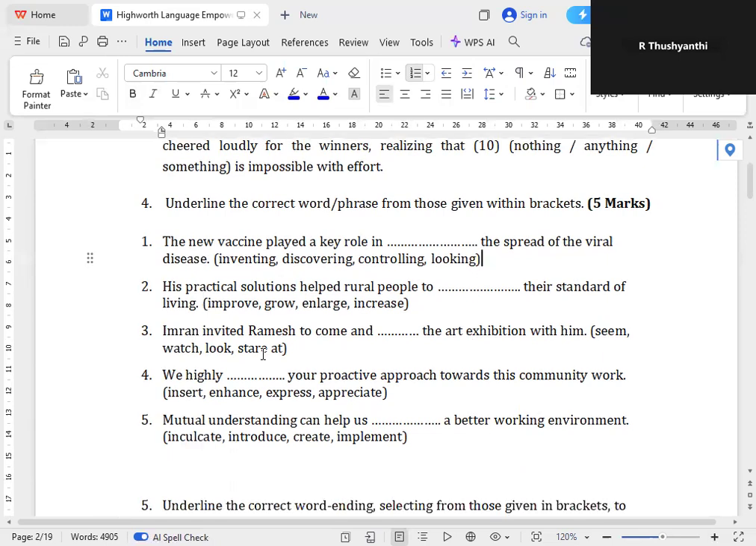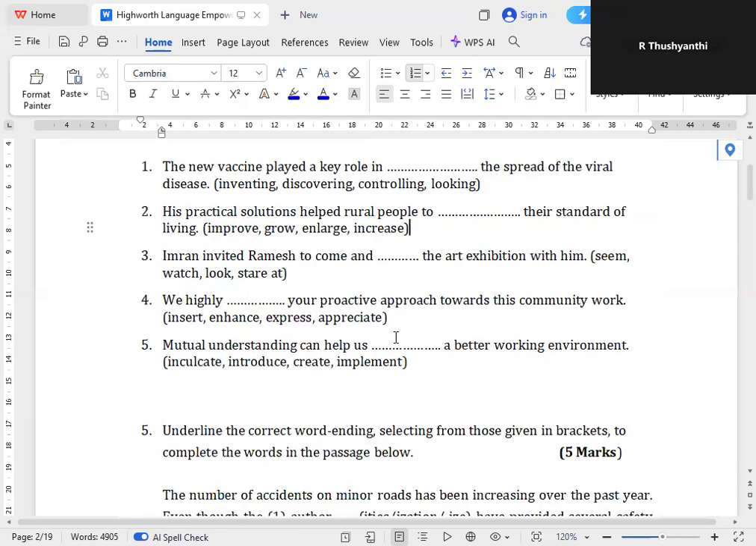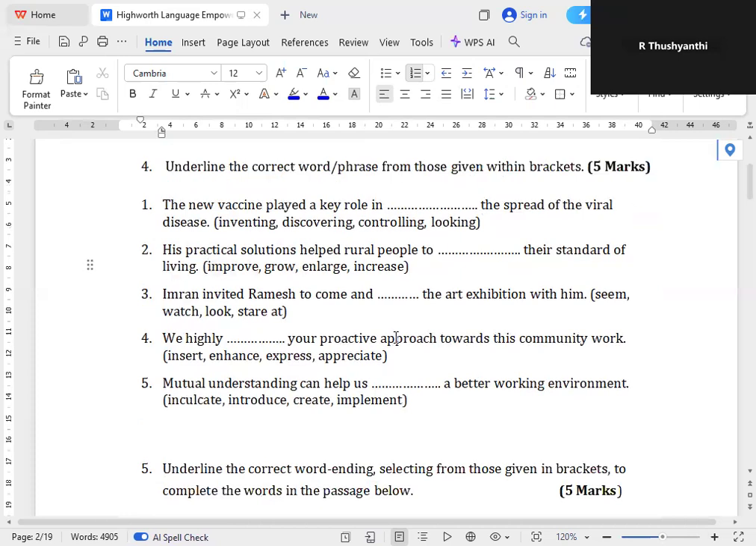Second, his practical solutions helped rural people to their standard of living. What can we use here? Can we use improve, grow, enlarge, or increase? They have similar meanings, right? But the use is different. His practical solutions helped rural people to improve their standard of living. That's the correct one.